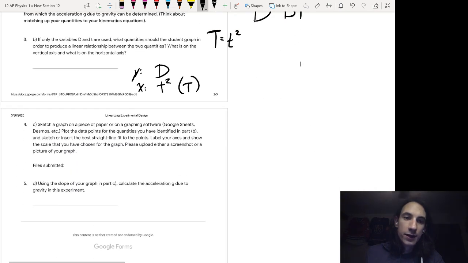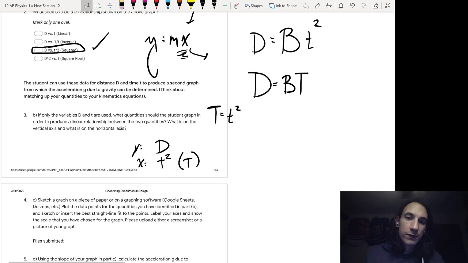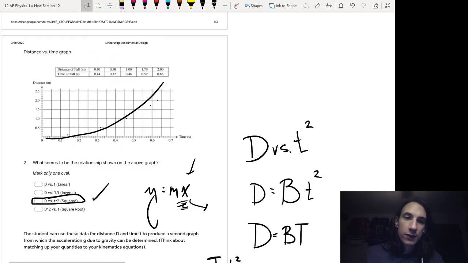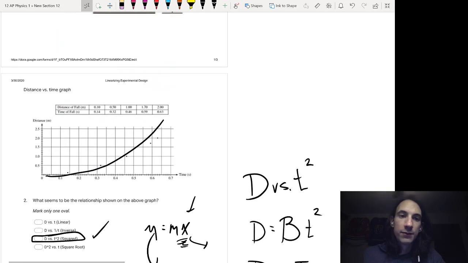That will give me a linear relationship. Now I want to plot these points. The question says sketch a graph: plot the data points for the quantities you identified in part B, sketch or insert the best fit line, label your axes, and show the scale you've chosen, and then use the slope to figure out g. So what I'm going to do really quickly is put these points into Google Sheets, and then I will plot them really quick. Okay.